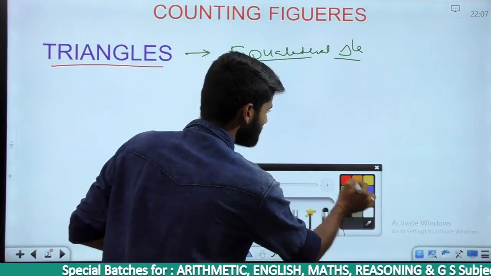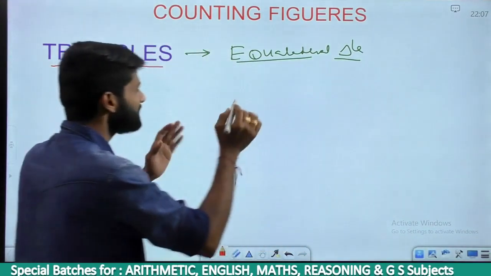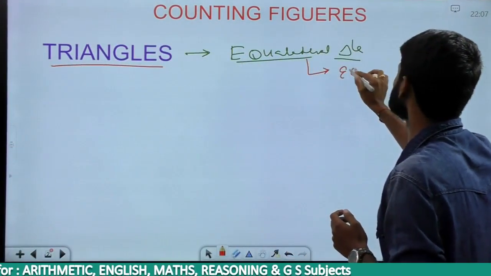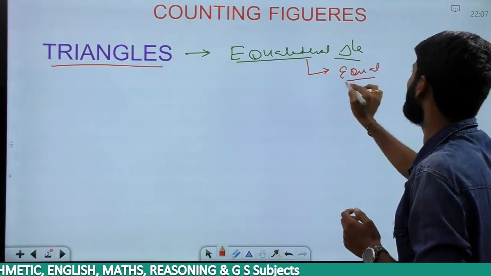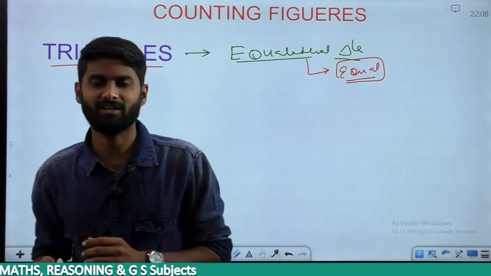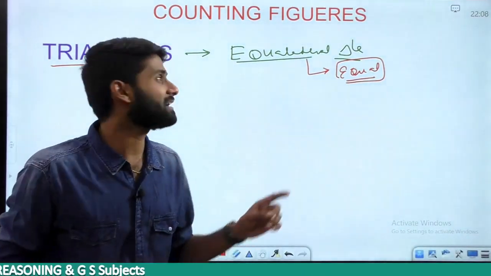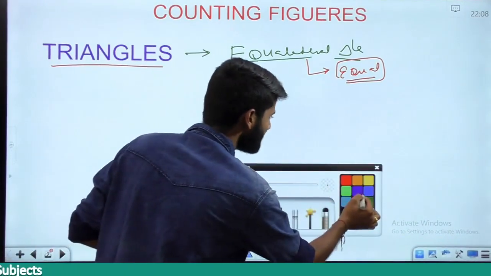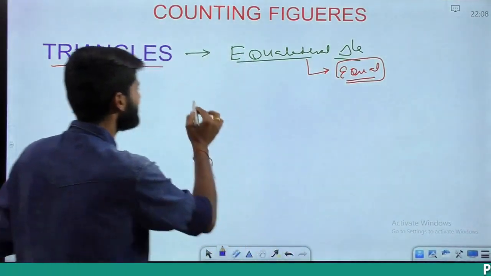We know the definition of an equilateral triangle: it maintains an equal number of bases on each side. Clear? If a figure has an equal number of bases on each side, that is the concept of an equilateral triangle. So equal number of bases unte danni emantamandi equilateral triangle antam. Generally, what is the basic approach to count figures in an equilateral triangle?